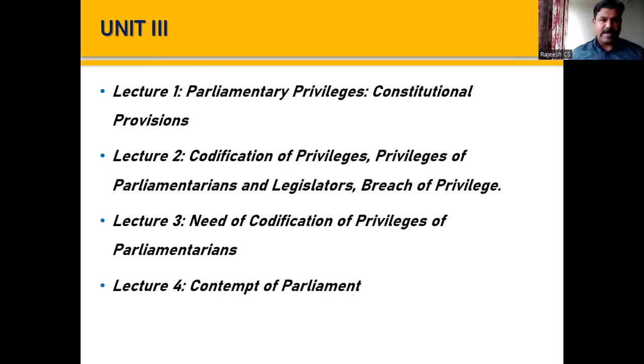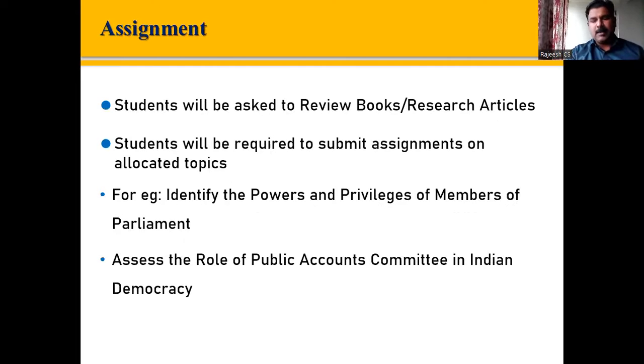And we have another chapter under Unit 3, that is Chapter number 9. Under Chapter 9, we have four major lectures. Lecture 1, parliamentary privileges, which includes constitutional provisions on parliamentary privileges. Lecture 2, codification of privileges, privileges of parliamentarians and legislators, and the provisions on the breach of privileges. Lecture 3, need for codification of privileges of parliamentarians, and Lecture 4, contempt of Parliament. So these are the major portions we will see in this course, titled Parliamentary Procedures in India.